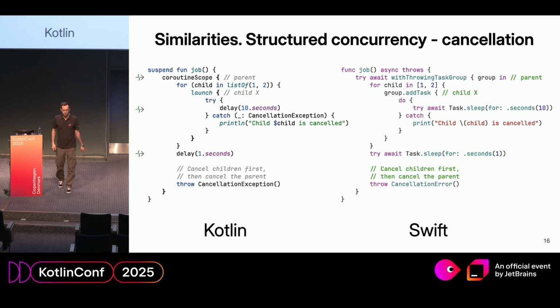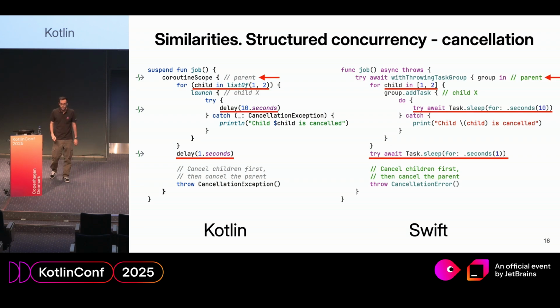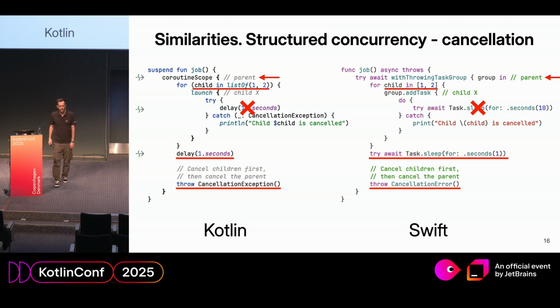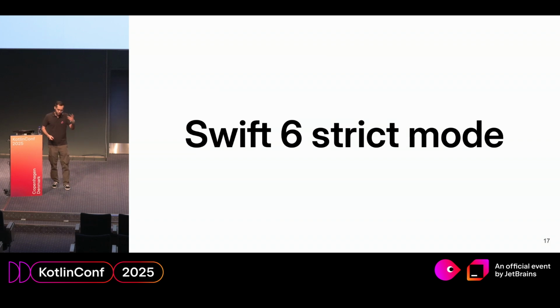Just another example of structured concurrency is cancellation. When the parent cancels its execution, it means that we have to first cancel all children's execution to make sure that the whole subtree of computation is shut down. So for example, here we have 2 children. Each of them waits for 10 seconds, but after just 1 second, the parent cancels its execution, meaning that neither of the children will have an opportunity to wait for all 10 seconds, and we will have to print cancel.